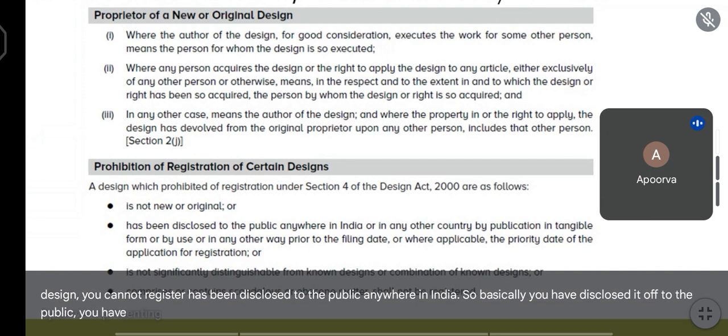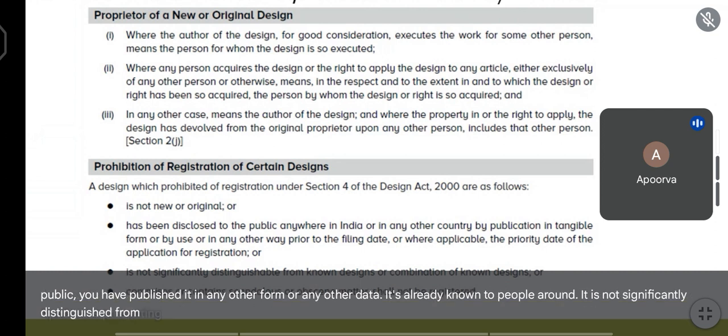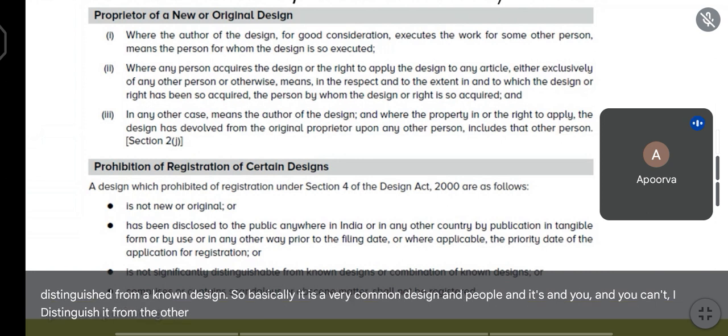You have published it in any other form or any other data. It's already known to people around. It is not significantly distinguished from a known design. So basically, it is a very common design, and you can't distinguish it from the other designs.